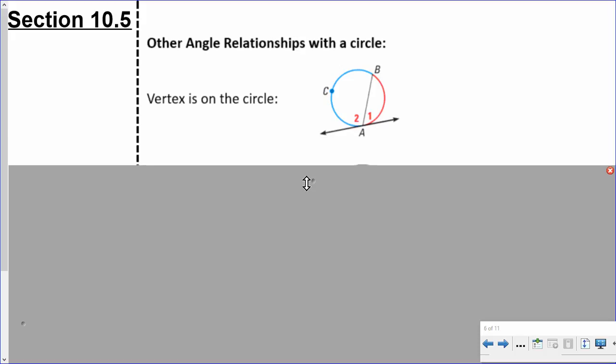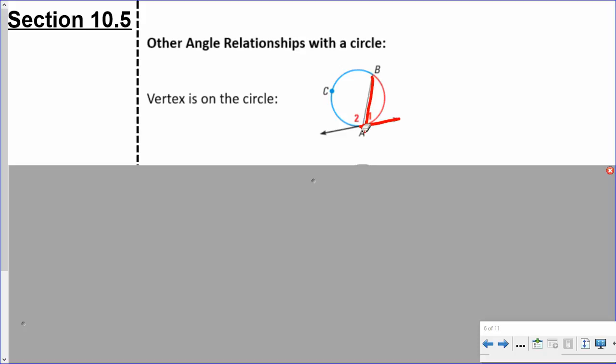So the vertex is on the circle. Angle 1 and angle 2 are not called inscribed angles because they're not the full definition. The full definition says the vertex has to be on the circle, but it also says that both sides have to be chords of the circle. And notice this side is not a chord. So it's not technically an inscribed angle, but we treat it the same way.